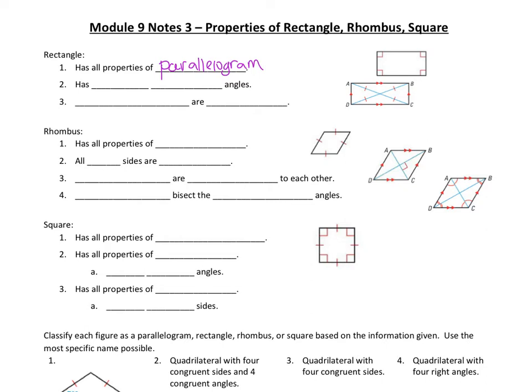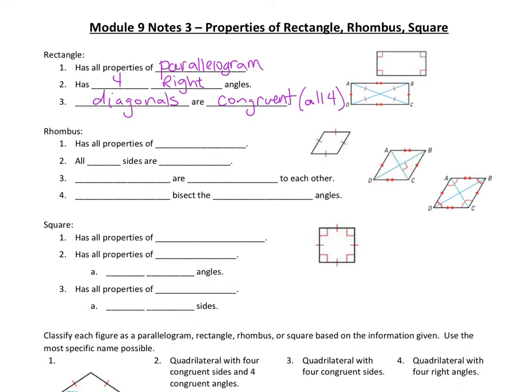Second, it has four right angles. Lastly, the diagonals are going to be congruent. And remember from a parallelogram that the diagonals are bisected. That means that all four of them are going to be congruent to each other. So not only are the full diagonals congruent, but all four pieces will be congruent to each other.